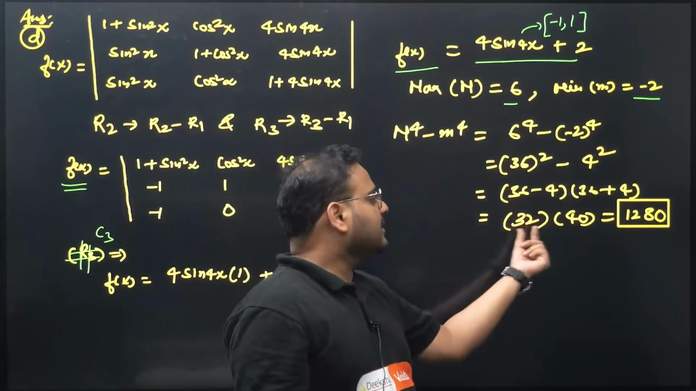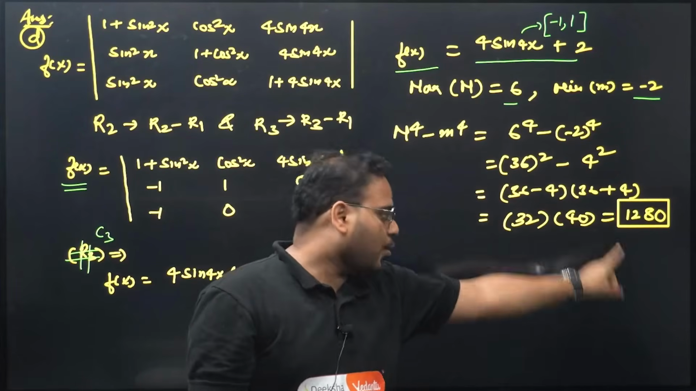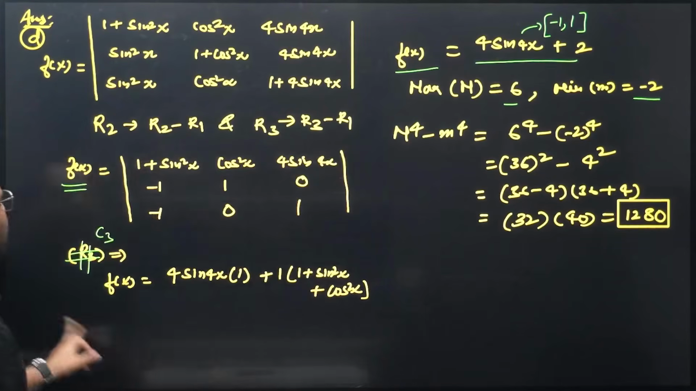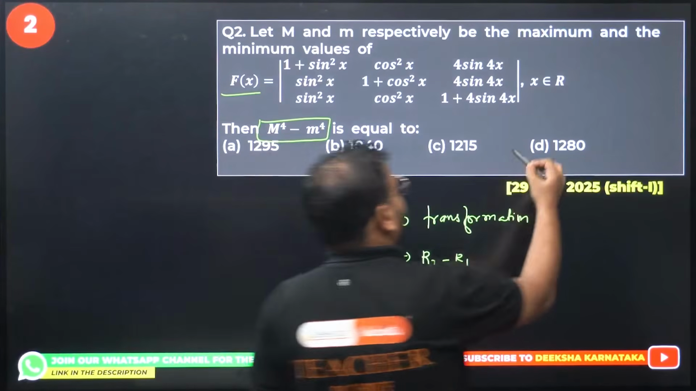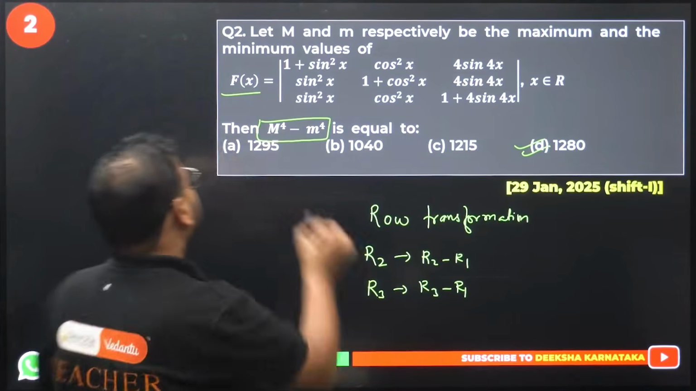So we get here 32 and we get here 40. Answer is 1280. Option D is correct.